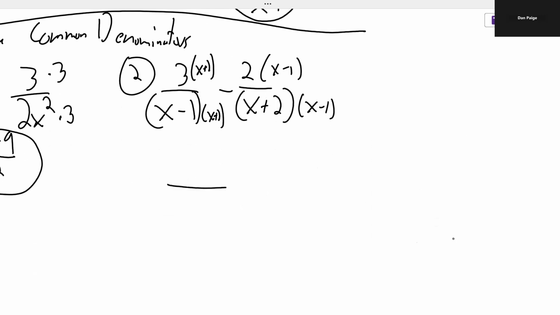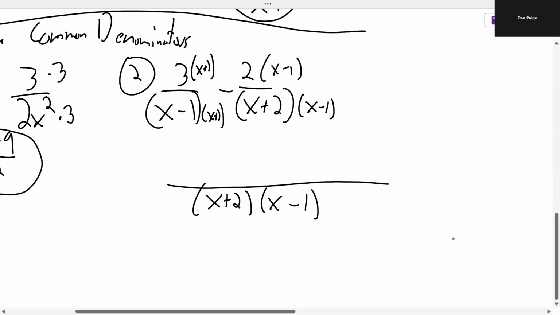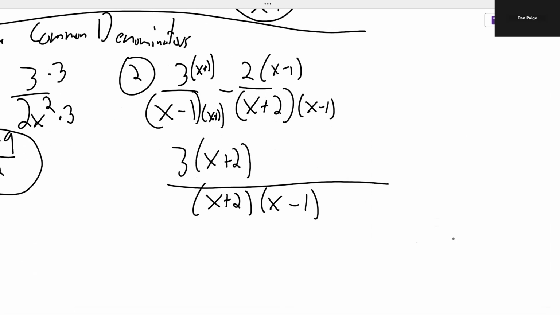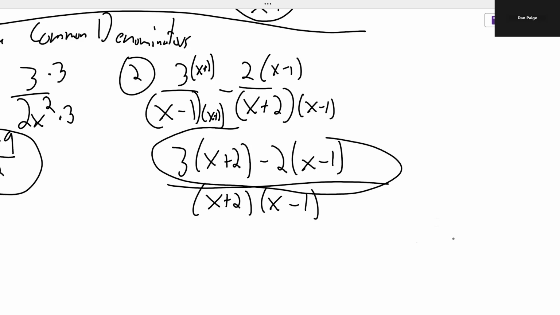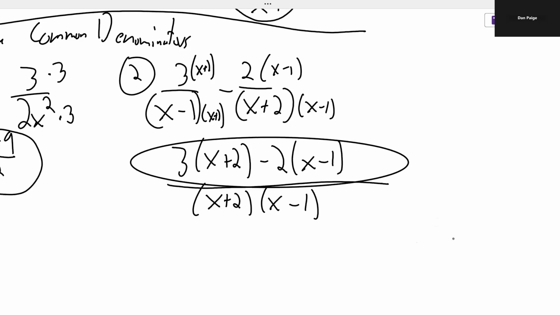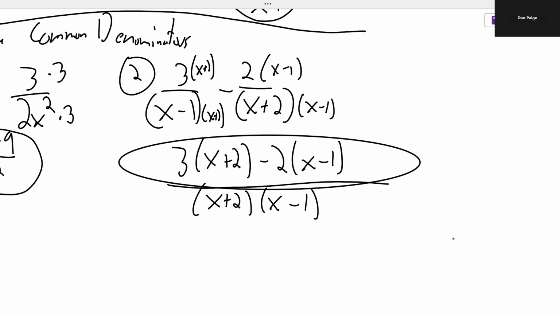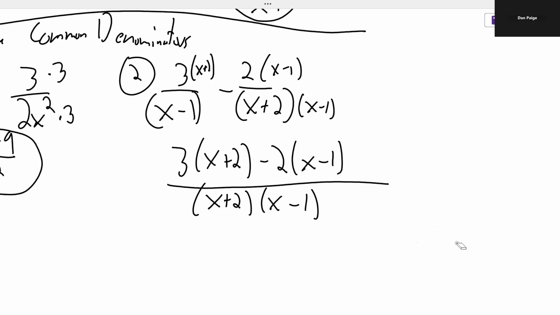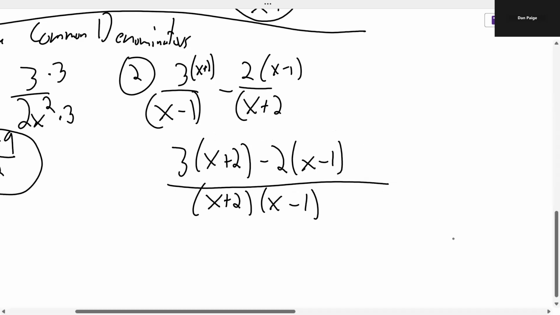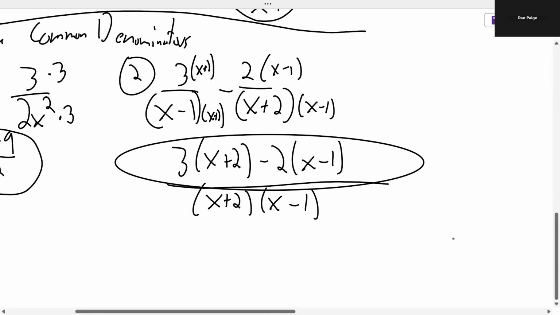Now, let me write out this whole thing. The denominator now is x plus 2 times x minus 1. That's just all those things, got a common denominator. And now we've got this, 3 times x plus 2 minus 2 times x minus 1. Let's talk about this line. We just multiplied the two together. We just multiplied it. Because the problem started like this. Started like that. So we just multiplied each of them.